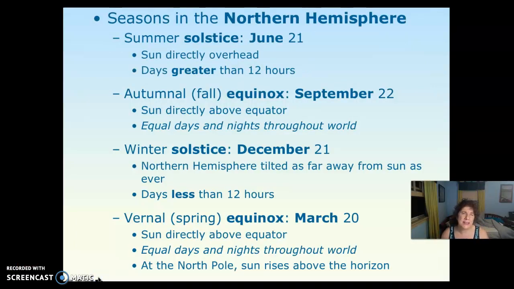I wanted to go over just a second for here. The summer solstice, generally June 21st, can vary a day or two. In the northern hemisphere where we are, the sun at noon is directly overhead, and the days are greater than 12 hours. In fact, our day is 15 hours and 6 minutes at the summer solstice. The autumn equinox, September 22nd, it's a great day. 12 hours of sunlight, 12 hours of nighttime throughout the world. And the winter solstice is our shortest day of the year, generally around a 9-hour day on December 21st.